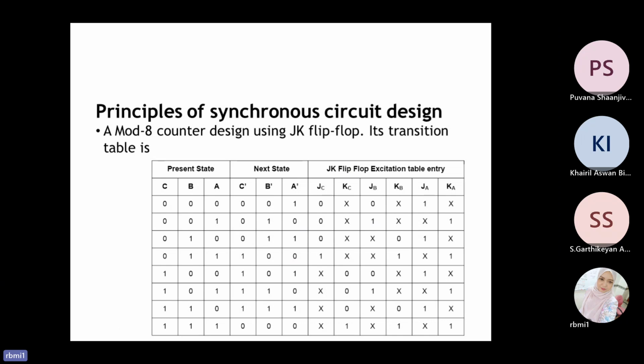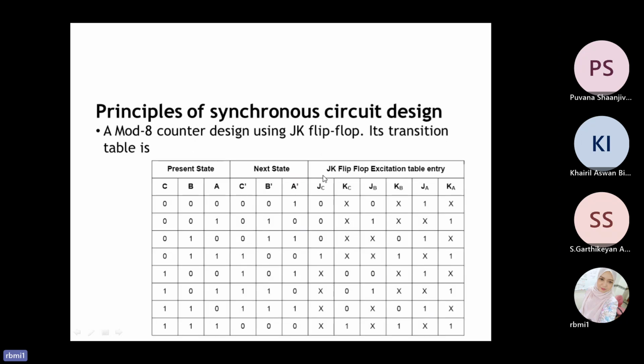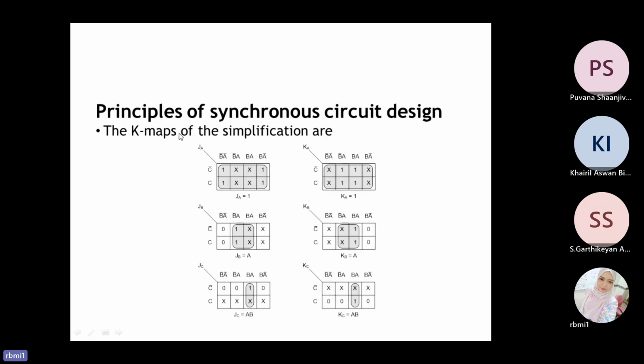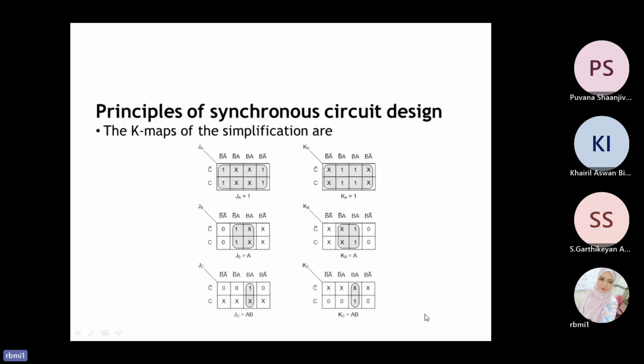And then we can get the K-map. It is a Karnaugh map. Simplification. Okay, from this one. This one is JA equals to 1. Okay, this one JA equals to 1 from 1, 2, 3, 4. So JA equals to 1.